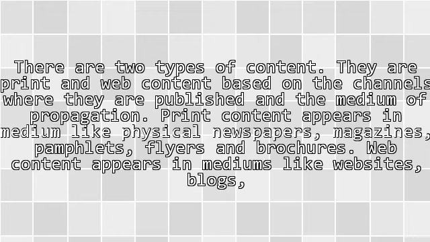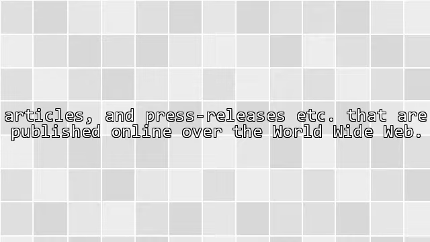Firstly, what is web content? There are two types of content. They are print and web content, based on the channels where they are published and the medium of propagation. Print content appears in mediums like physical newspapers, magazines, pamphlets, flyers and brochures. Web content appears in mediums like websites, blogs, articles, and press releases, etc. that are published online over the World Wide Web.